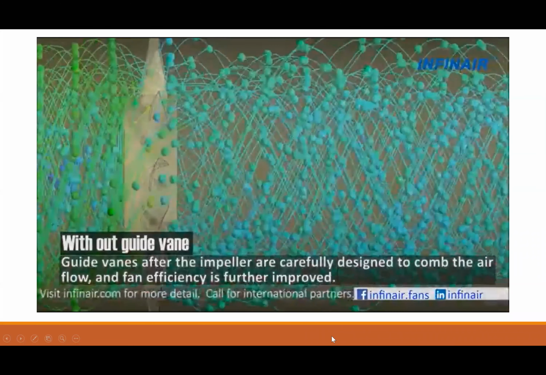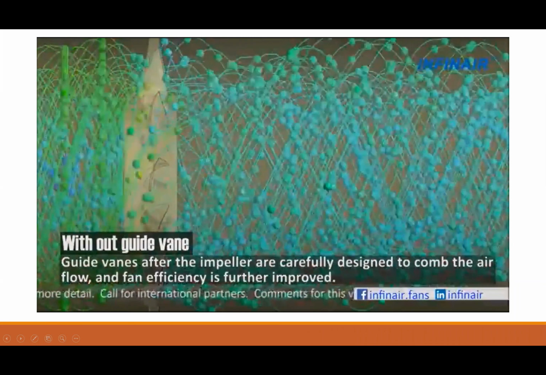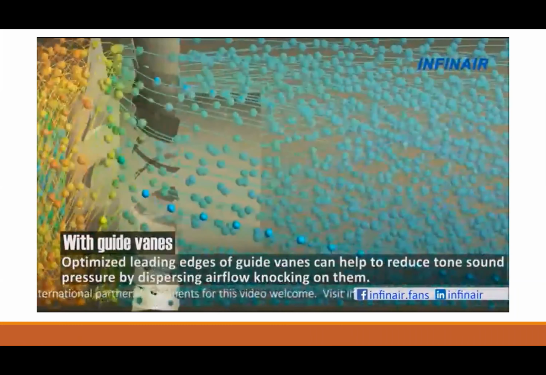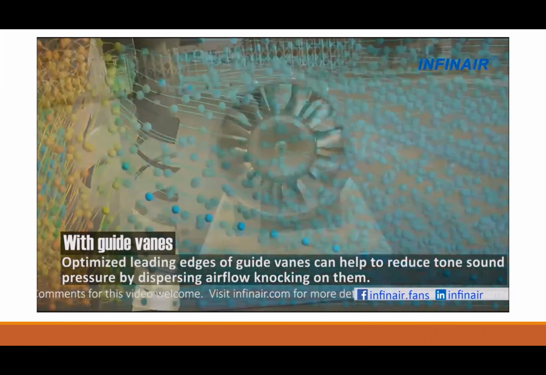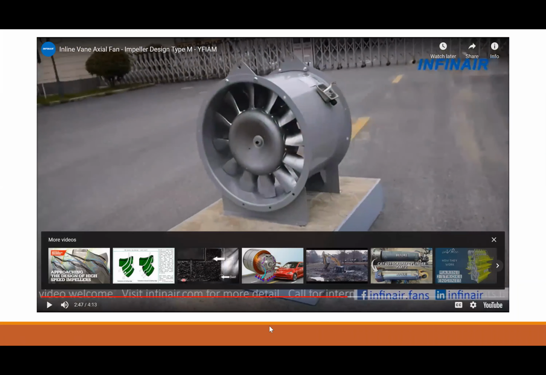Vanes after the impeller are carefully designed to calm the airflow, and fan efficiency is further improved. Optimized leading edges of guide vanes can help to reduce tone sound by dispersing airflow knocking on them. So that was how the guide vanes help to further reduce noise and turbulence, as shown through the CFD model that they were using.